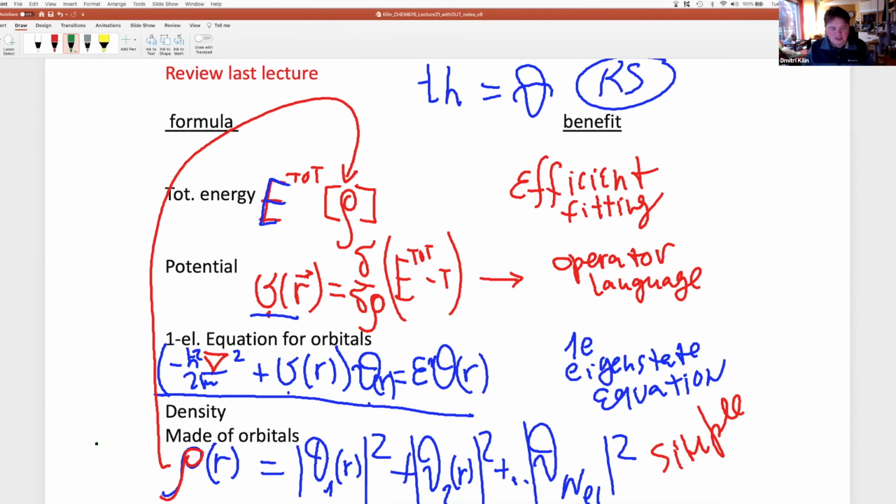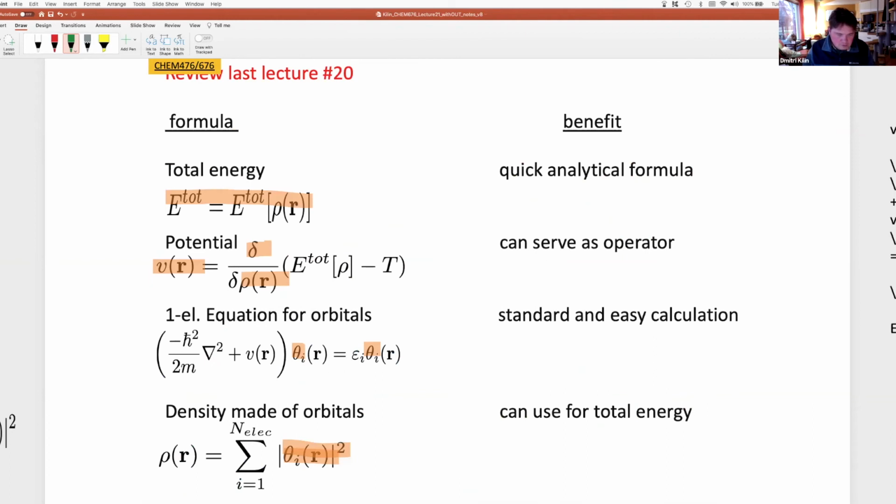So the density, I already wrote this equation years ago. We take the density from the last step and plug it into the expression of total energy. And then total energy is used for potential. Potential is used to generate orbitals, and orbitals are used to generate density. And then we repeat it again. So here are the equations typed a little bit better.